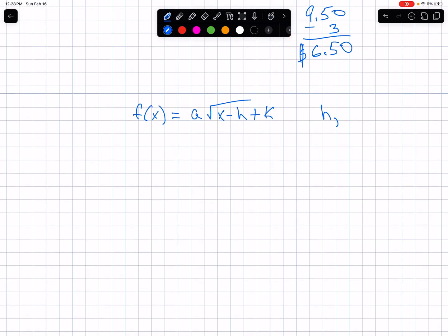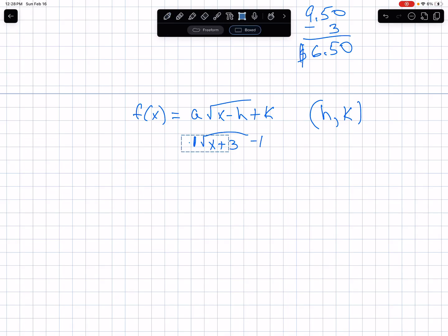So (h, k) is like the start of the function or the center of the function, depending on the type of graph. For a square root function, it's going to be the start of the graph. So if we plug this in, there's no a, so it's just 1 if there's no a. And then x plus 3 minus 1.